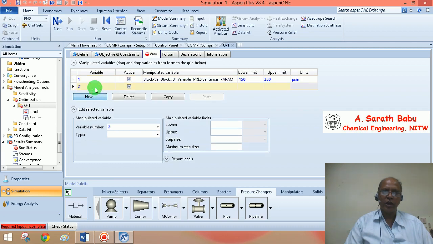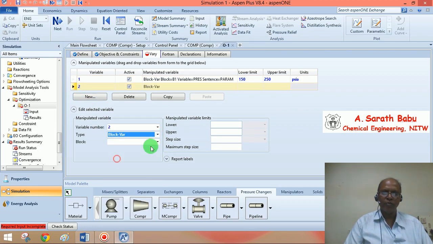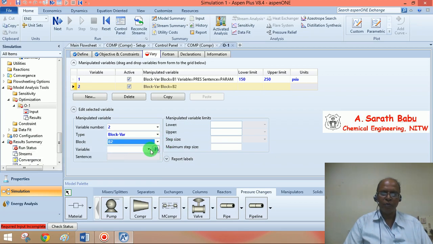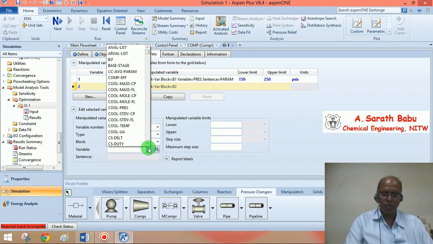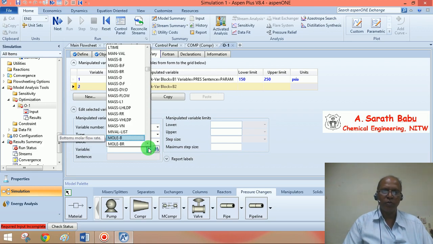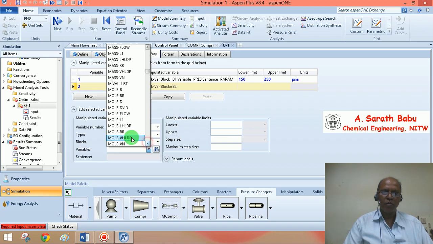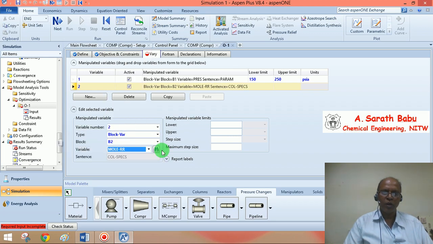And the second variable that you will have to vary is again a block variable. Block is B2. Variable is molar reflux ratio. This is varying from 0.4 to 0.7.